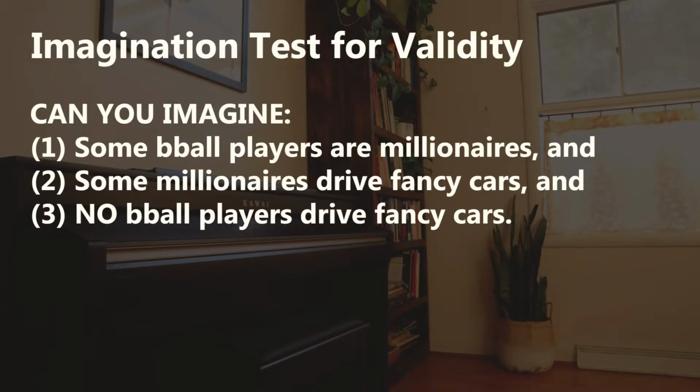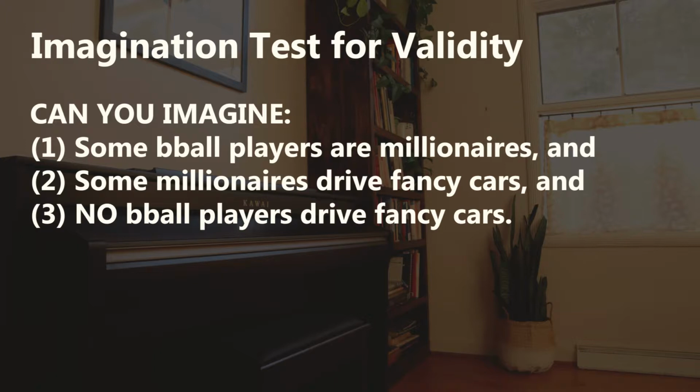So the argument involving basketball players is not valid. That is, it's invalid. The reason is because it's possible for the premises to be true and the conclusion false. And the imagination test shows us this because we can ask ourselves, can we imagine, not whether it is the case, but can we imagine, one, that some basketball players are millionaires and some millionaires drive fancy cars? Yes, we can imagine this.